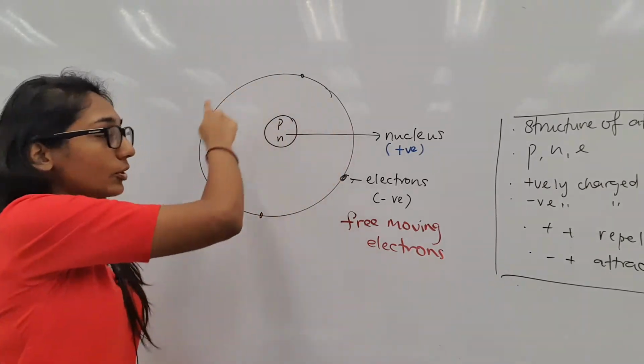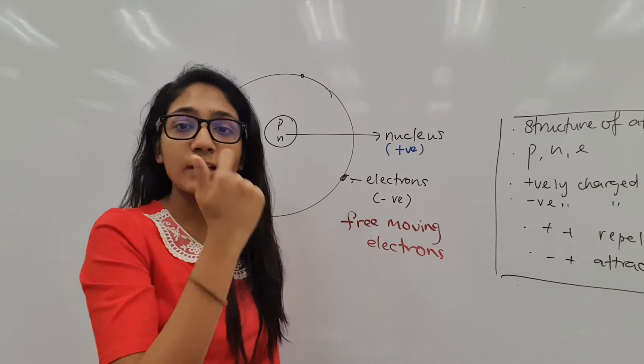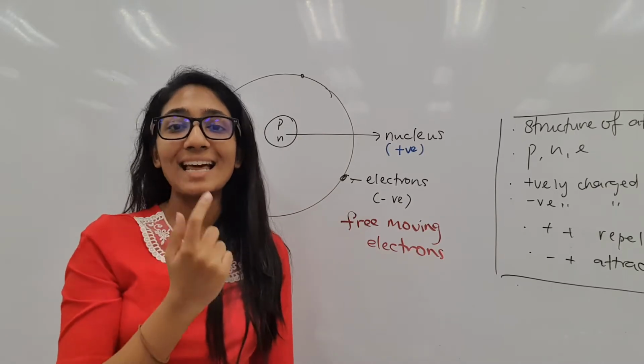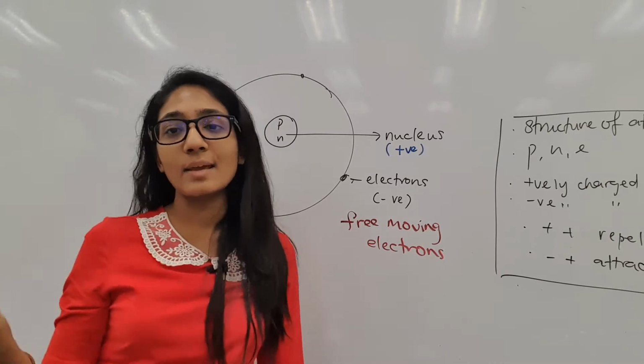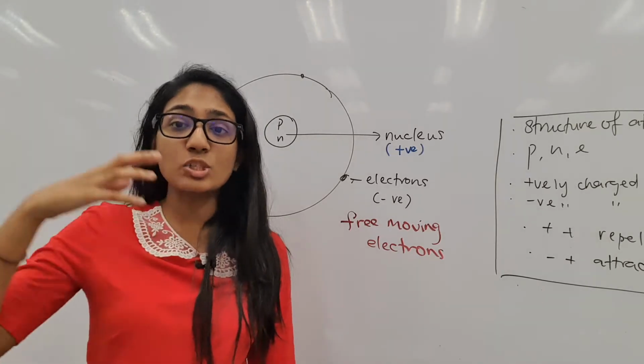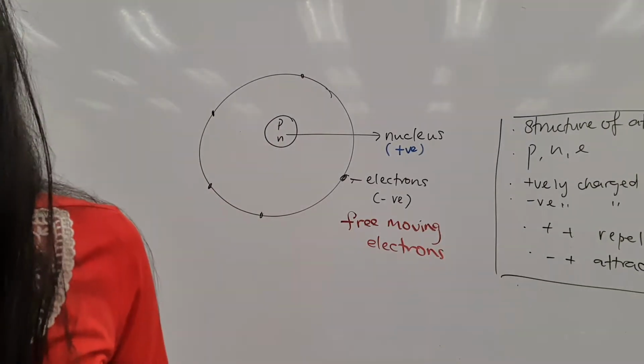They are on the orbital shell, number one, and number two, between the proton, electron, and neutron, the electron is the lightest in terms of weight. So because it's very light, it is able to move easily. It gets donated and it gets accepted. Okay?